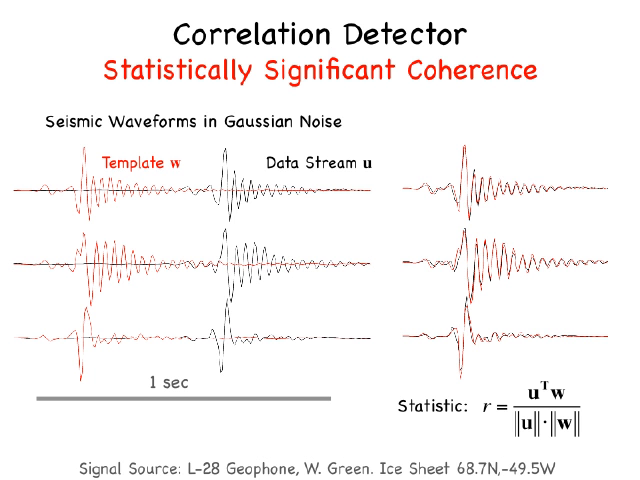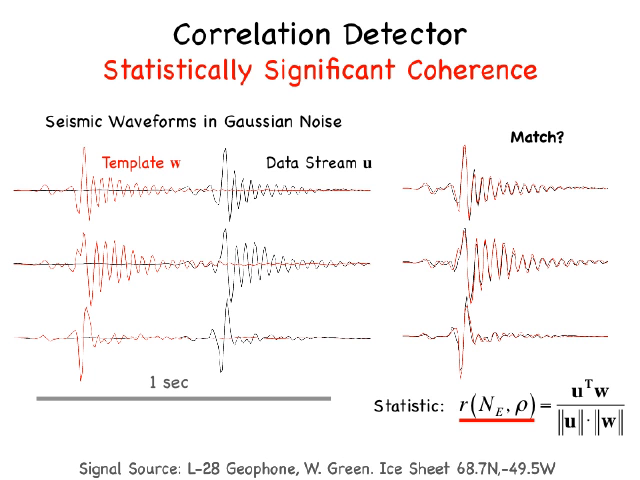Whereas the energy detector statistic identifies any increase in SNR, the correlation detector identifies matches of a data stream to a particular template signal. In this example, I have shown the three-component record of a transient microseismic waveform observed from the Greenland ice sheet. The similarity between the waveform pairs is quantified according to a correlation statistic.